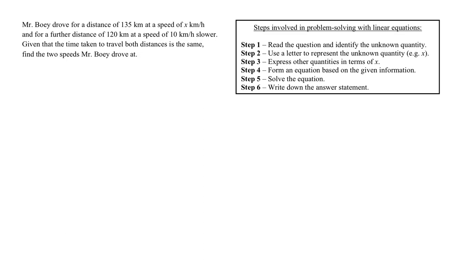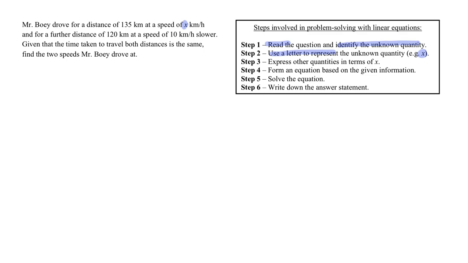Mr. Boy drove for a distance of 135 kilometers, and the question does indicate the unknown x. x is for the speed. So while we are reading, the question has already identified the unknown quantity and given it a letter x already. So we have used the letter to represent the unknown.